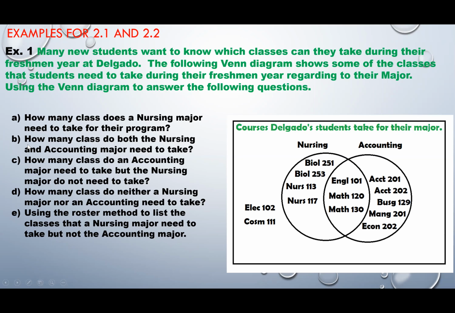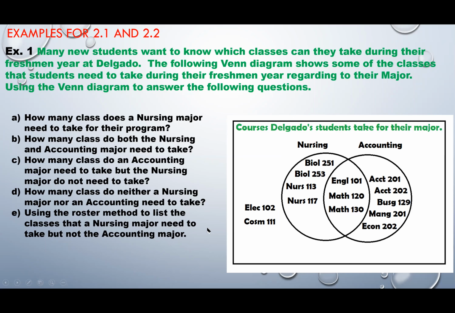And so on and so forth, which is how many classes do both the nursing and the accounting major need to take, how many classes does an accounting major need to take but not the nursing, how many classes does neither one of them need to take, and using the roster method, which is E, that's when you need to list them out, right? So again, disregard what information they give you, what the story behind the Venn diagram is, let's just take a look at the Venn diagram, right?